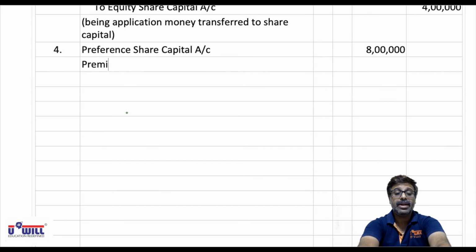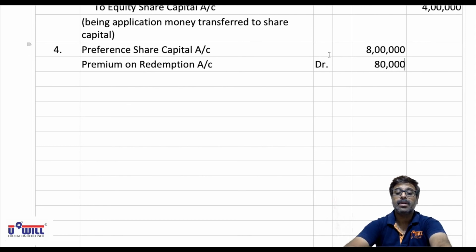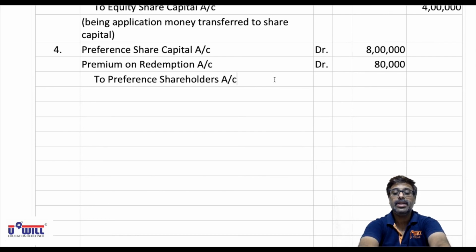Then premium on redemption is a capital loss. Debit all expenses and losses. So premium on redemption account debit with 80,000. And the amount payable to preference shareholders, credit the payable. So to preference shareholders account with 8,80,000.